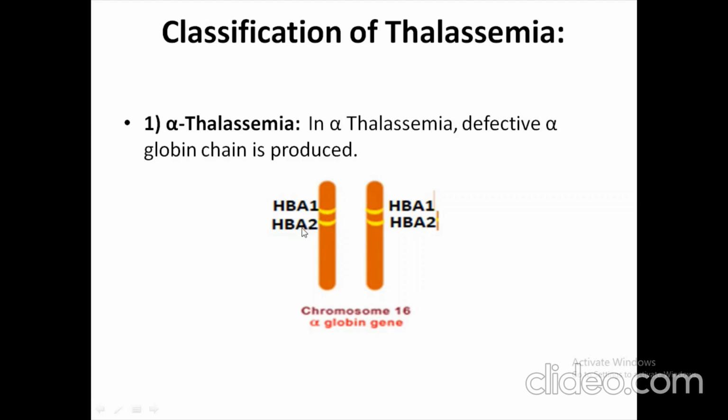The second pair is HbA2. HbA1, one allele pair, HbA2, another allele pair. So there are two pairs of genes which code for normal synthesis of the alpha chain in the hemoglobin. These genes are located on chromosome number 16. If there is a mutation or deletion in one or more of these genes, then an abnormal quantity of alpha chain is produced, leading to alpha thalassemia.